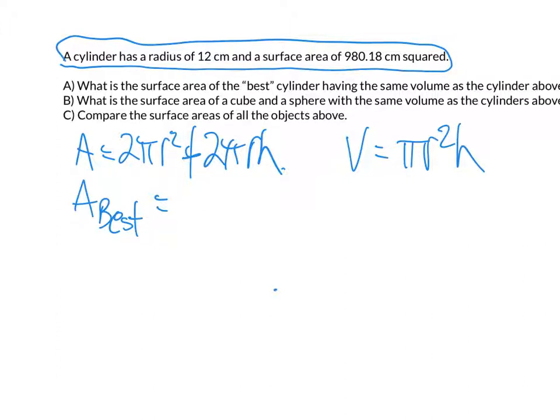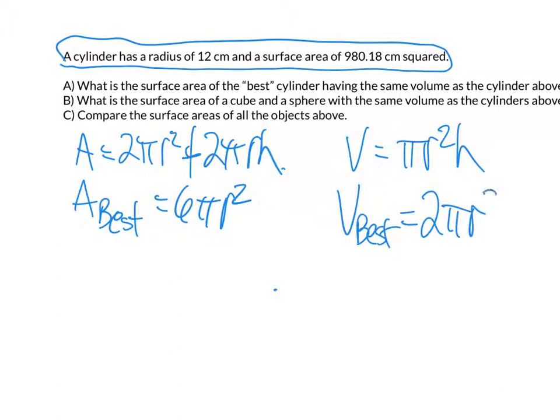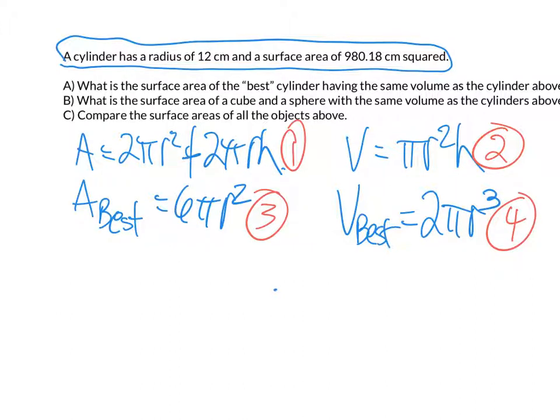So anyway, the area of the best cylinder, that formula is 6 pi r squared. And the formula for the best volume is 2 pi r cubed. Okay, so those are the four main formulas that we're going to use. I'll call that one 1, that one 2, that one 3, and that one 4.